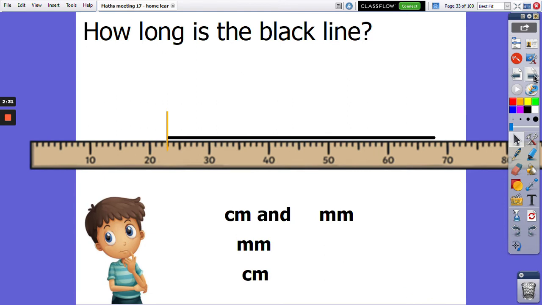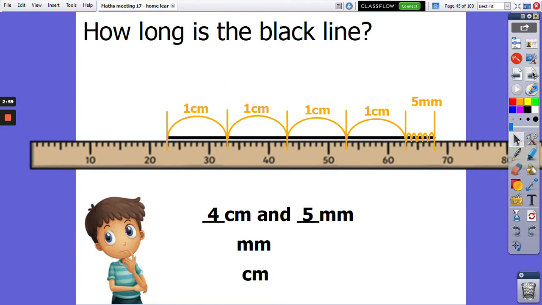Okay, we're going to start measuring from here. Going to measure in centimetres. Notice this is 3 millimetres away from this line here. So we've got 1 centimetre, 2 centimetres, 3 centimetres, 4 centimetres, and not quite enough for another. So we've got 4 centimetres and then count the millimetres. 1, 2, 3, 4, 5. We've got 5 millimetres. So we can write that as 4 centimetres, 5 millimetres, 45 millimetres, or 4.5 centimetres. Well done if you've got any of those correct.